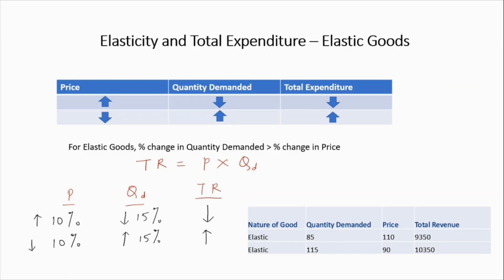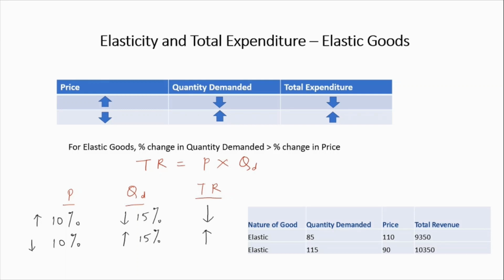Likewise, let's take the second case when price decreases by 10%. So from 100, now the price is 90 and quantity demanded increases by 15%. So from 100, the quantity demanded has gone to 115. Okay. Now in both the cases, let's calculate the total revenue. So in the first case, we all know that total revenue is equal to price times quantity. So simply take the product of both.